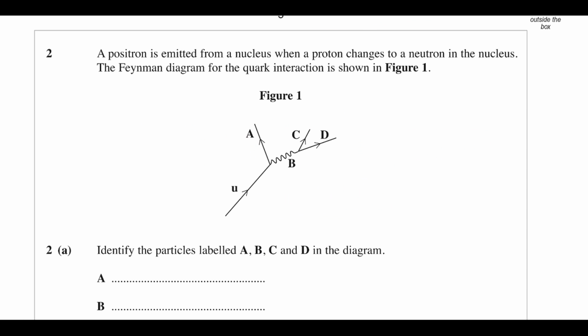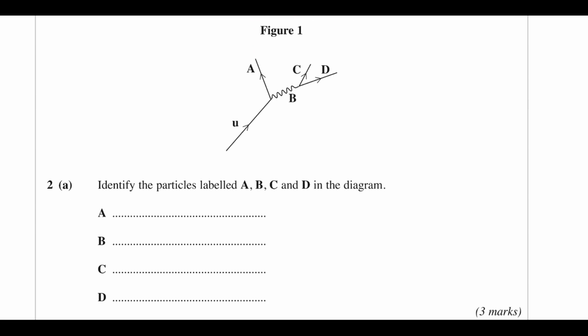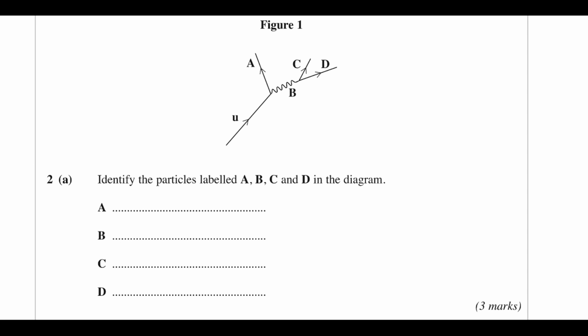Alright, so question 2, we're going to look at some Feynman diagrams. So we've got a positron emission, so a beta plus emission. We've got a proton turning into a neutron, and we want the Feynman diagram for, it says here, the quark interaction. So we want to look at what happens to the quarks. So to identify the particles labelled A, B, C, and D. So when a proton turns into a neutron, an up quark turns into a down quark. So that's what A is. It's a down quark.